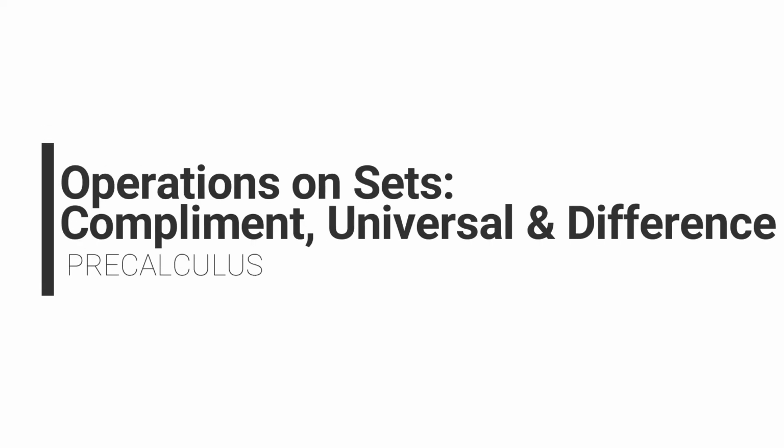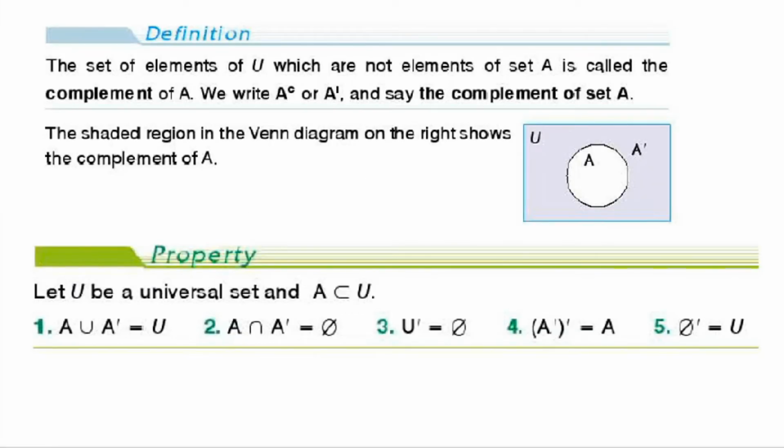Today, we are going to discuss operations on sets. Now, let's move on to the next, which is the definition of a complement. The set of elements of the universal set which are not elements of set A is called the complement of A. The notation that we use is that we write A to the power of C or A prime.